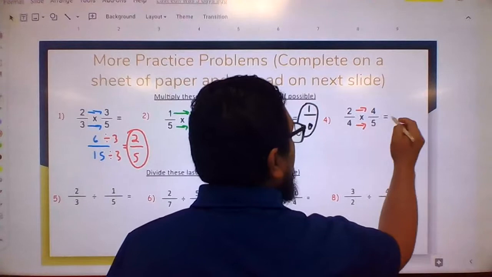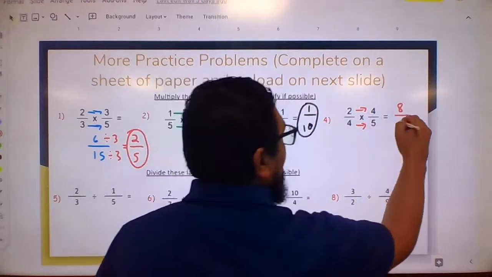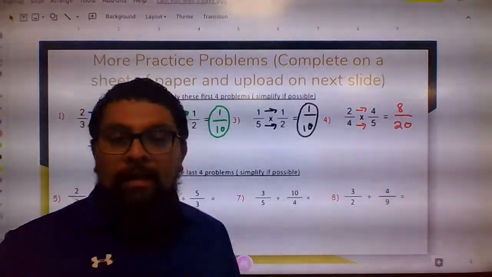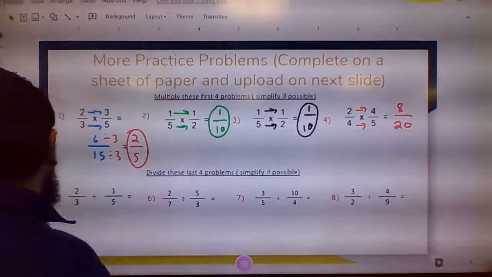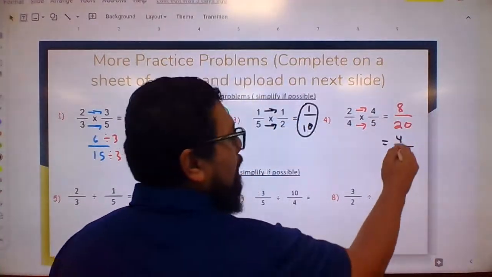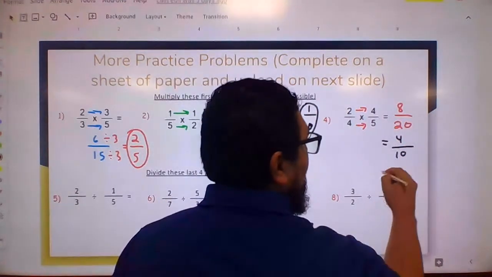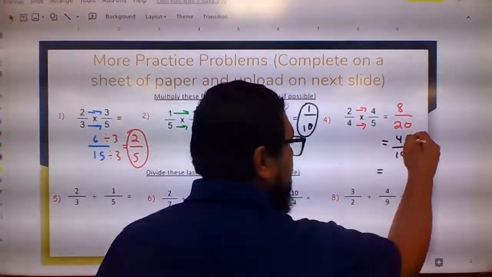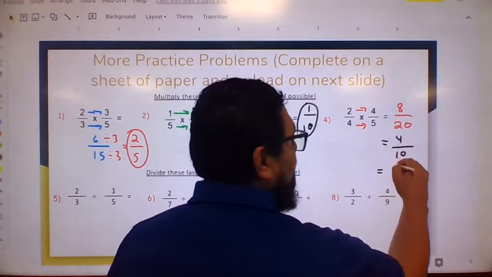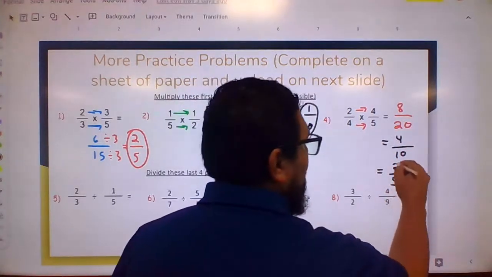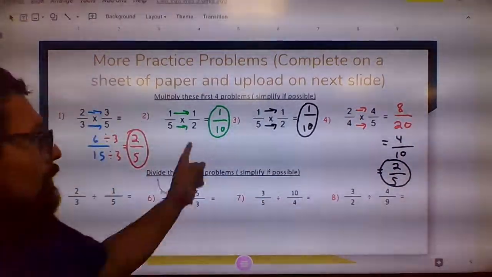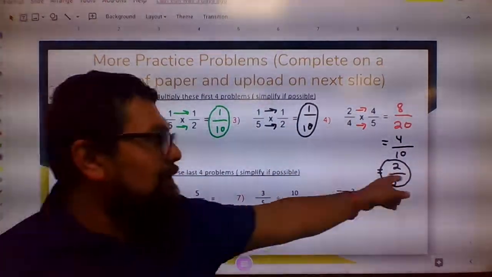Multiply across. 2 times 4 is 8. 4 times 5 is 20. Now, once again, if you leave it like that, you're good, but you're not getting extra credit. But if you want to get extra credit, simplify it. Half of 8 is 4 because they're even numbers. Half of 20 is 10. And then you can still simplify it more because they're still even numbers. Half of 4 is 2. Half of 10 is 5. So there are your answers. You should have had the same answers for all of them. This is 1/10, 1/10, and this is 2/5, and this is 2/5.